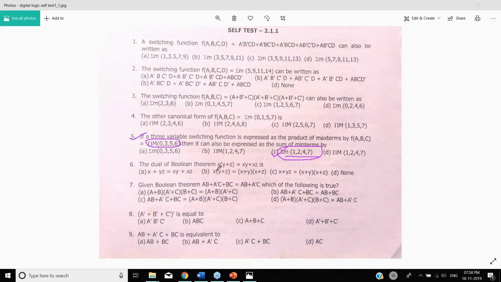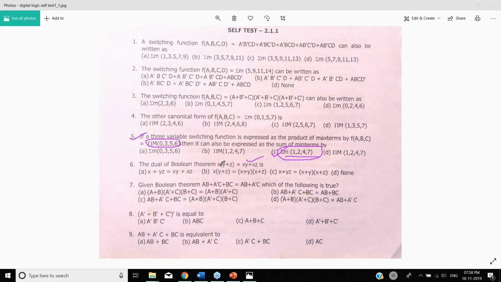Okay. The dual Boolean function theorem: x dot y plus z equal to xy plus xz. It is the distributive law. What will be its dual? How do you find its dual?